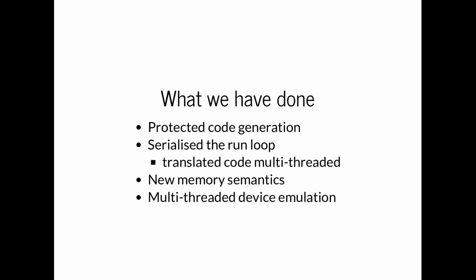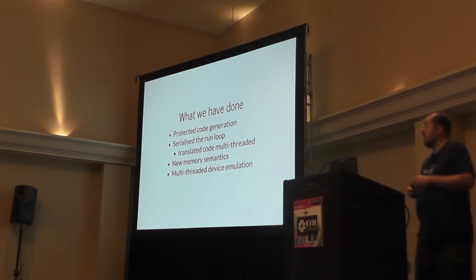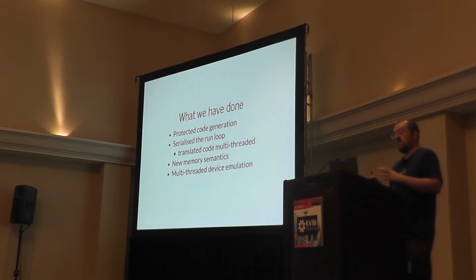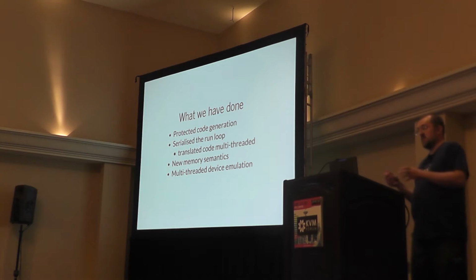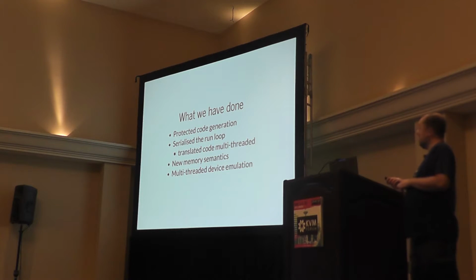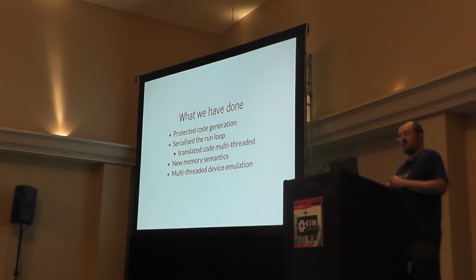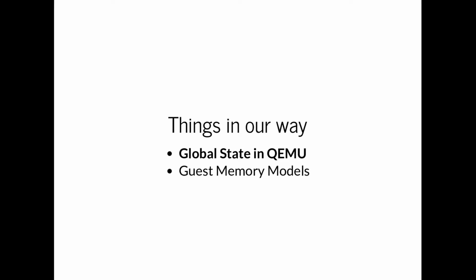So what have we done? The current work uses the existing code base, obviously, and uses threads, but it tries to minimize the number of locks involved so we don't get exploding complexity. The run loop is mainly serialized, but the actual translated code is fully multi-threaded. At the same time, we've introduced some new memory semantics to help with properly emulating some of the guest memory behavior. So let's look at the global state.